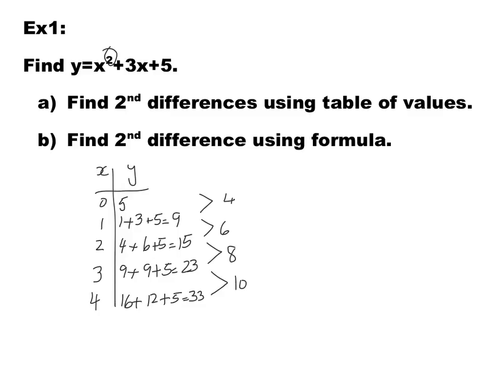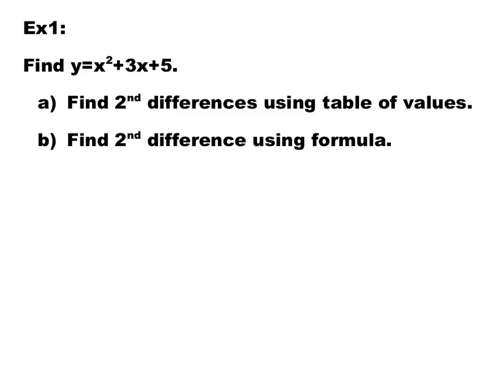Obviously you can see that the first differences are not the same, so this is not linear. Now let's find the second differences. 6 minus 4 is 2, 8 minus 6 is 2, 10 minus 8 is 2. You can see the second differences are the same, so we know that this is a quadratic function.